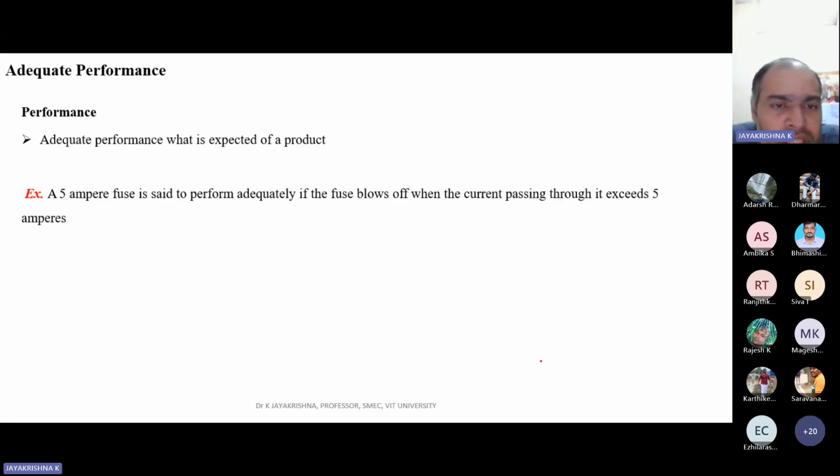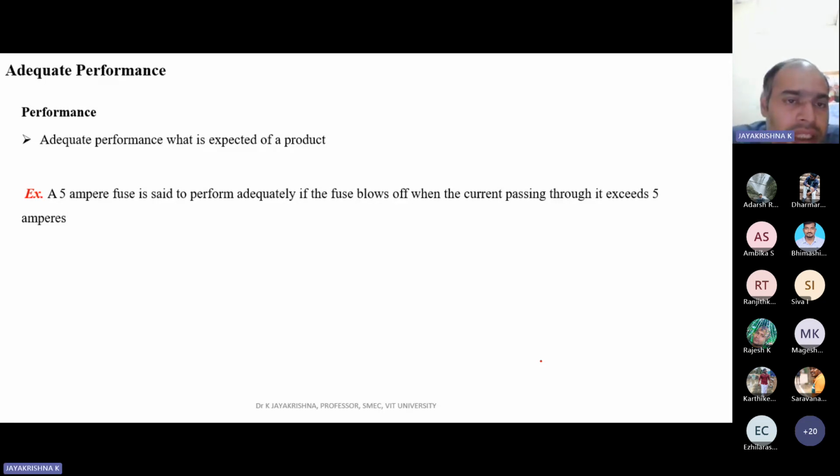So what we are expecting is, even though the fuse is going to fail, it has to fail ensuring that the performance for what it has been designed is being performed. So it's not like the fuse should not blow off; the fuse should blow off, because that is what it has been designed for. So that is what we call performance.